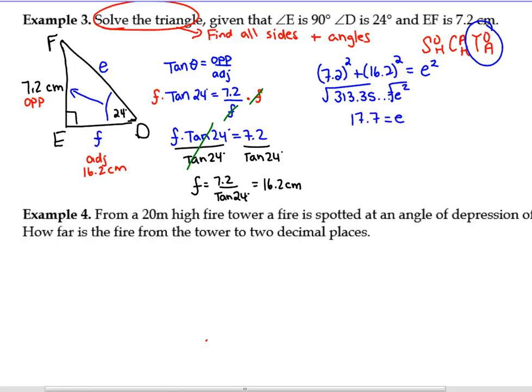Side e is 17.7. We need to find one more thing. What is the other missing piece? Your angle F. How could I get angle F? 180 take away 90, take away 24, which equals 66. There you go. So now we've solved that triangle.